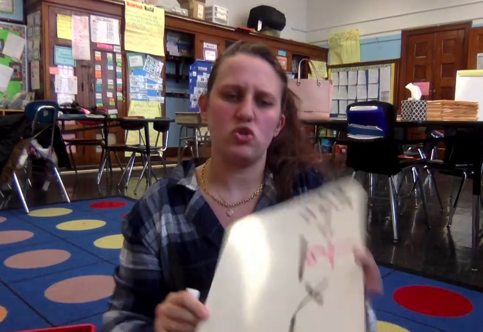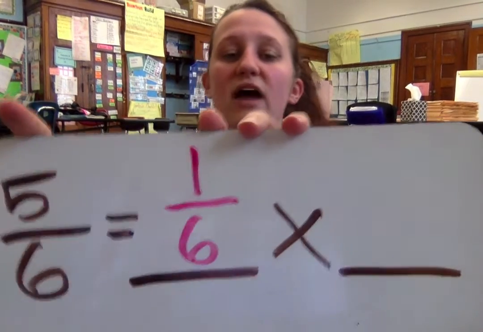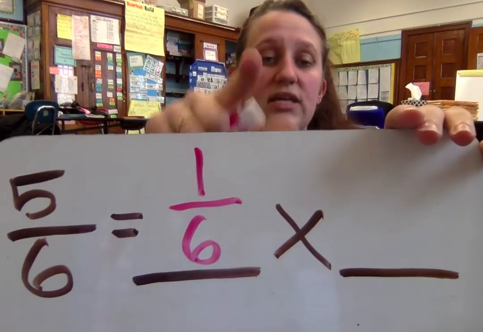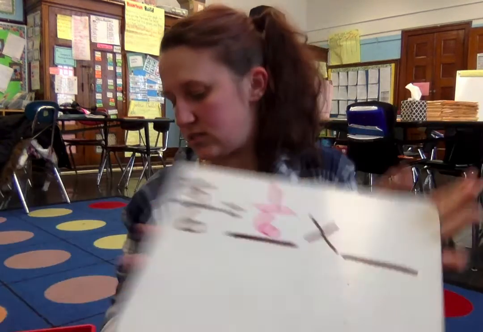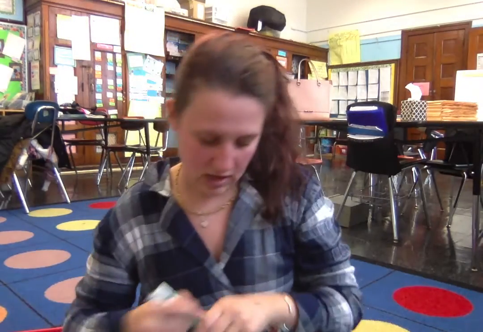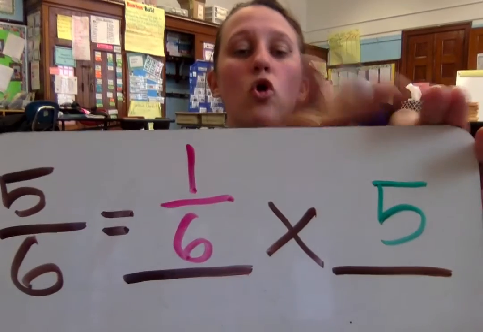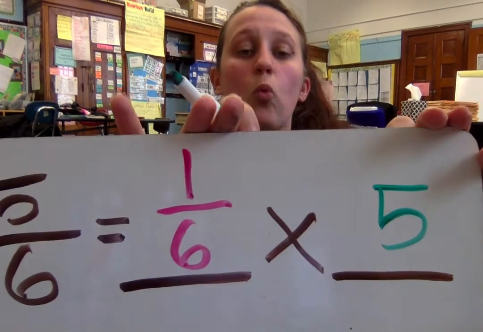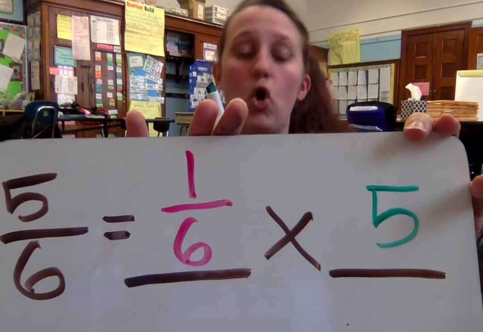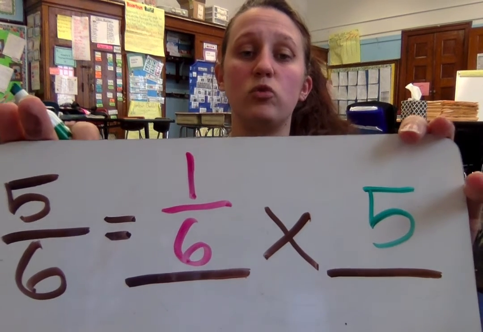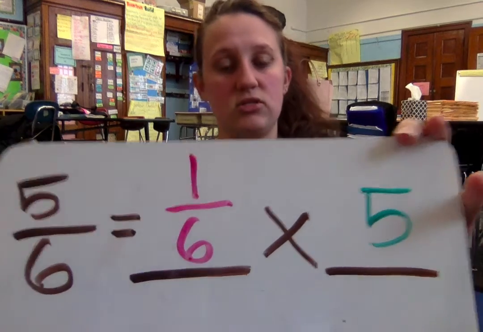And how many bags do we need? Well, we have 5/6 and we're starting with 1/6. What times 1/6 makes 5/6? I will tell you that it is 5. So 5 bags, 5 total bags, times 1/6, the whole pie of pizza, 1/6 the whole pie, equals 5/6. So that's how we solve our first problem.